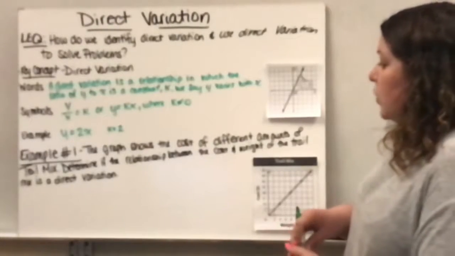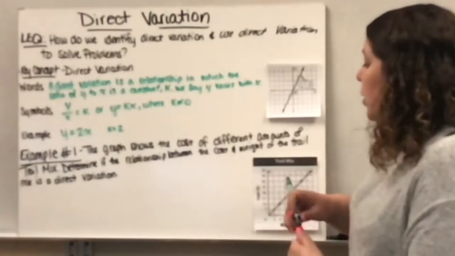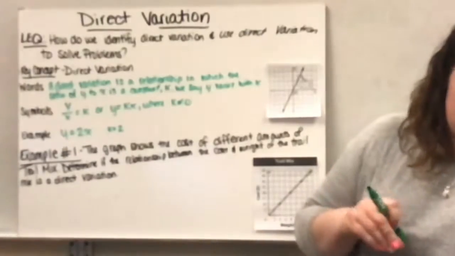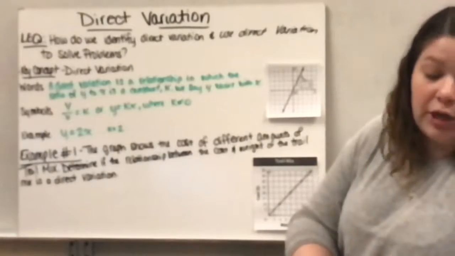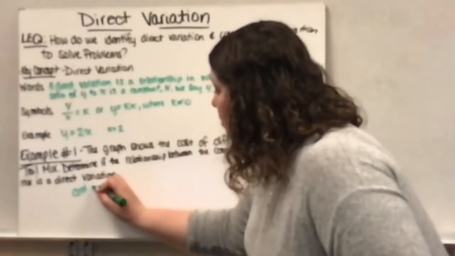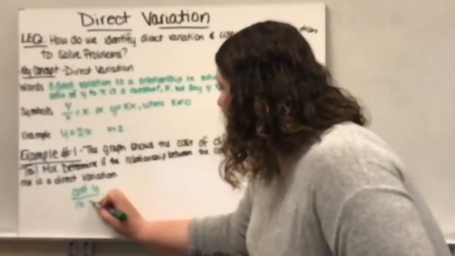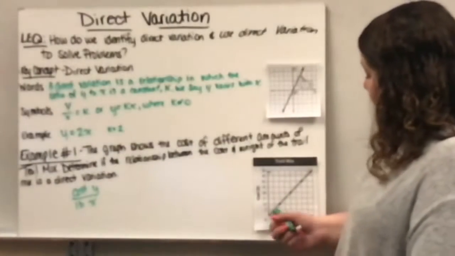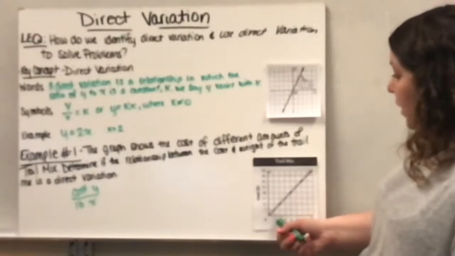Example number 1 says the graph shows the cost of different amounts of trail mix. We're going to determine if the relationship between the cost and the weight of the trail mix is a direct variation. To determine that, we're going to find the cost, y, over the weight, which is our x, so y over x. We're going to start here, and there are 3 points already on this graph for us.